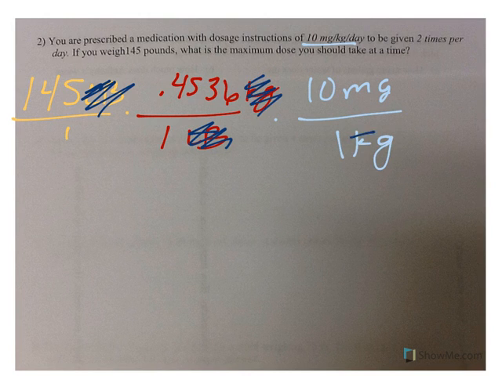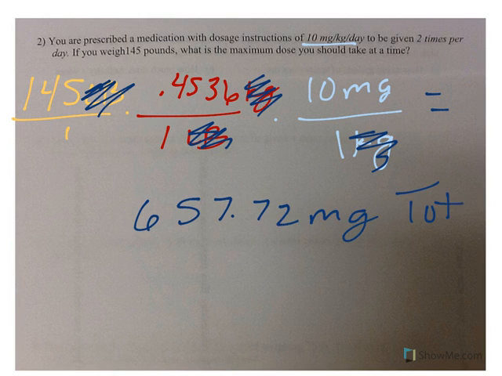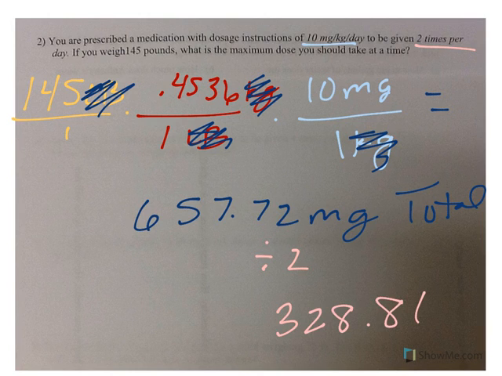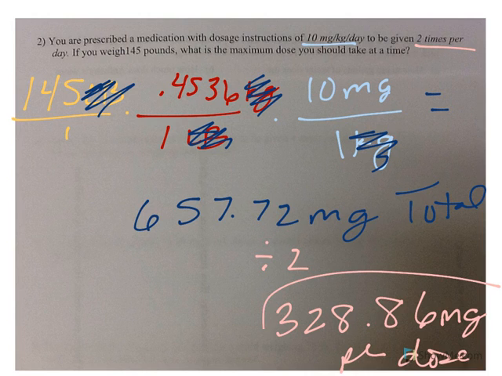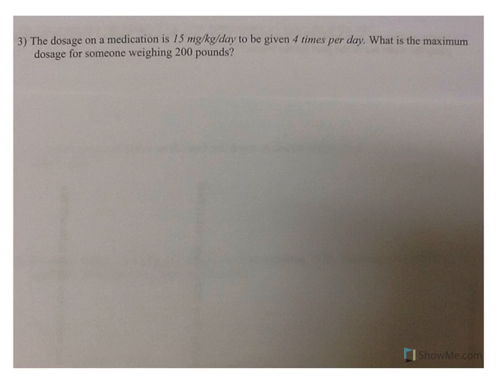So now we can use 10 milligrams per kilogram. Again, that gives us our total milligrams. So our total is 657.72 milligrams, right? That's the total. But remember, your directions say twice a day. So we divide that by 2, and we get 328.86 milligrams per dose. Final answer.